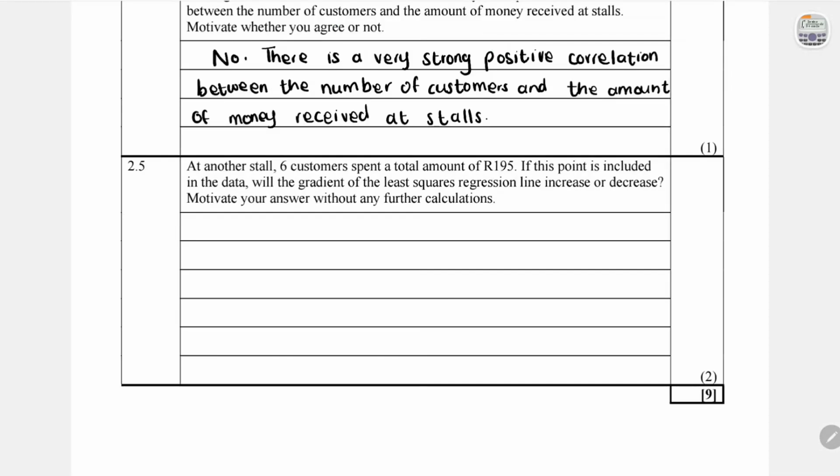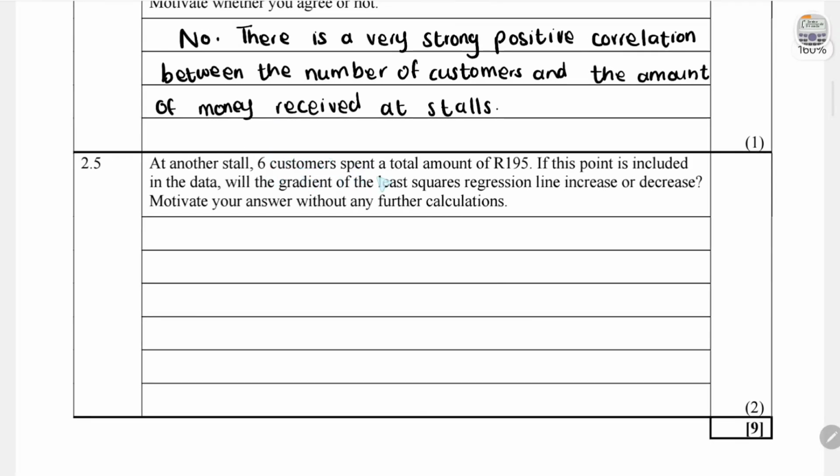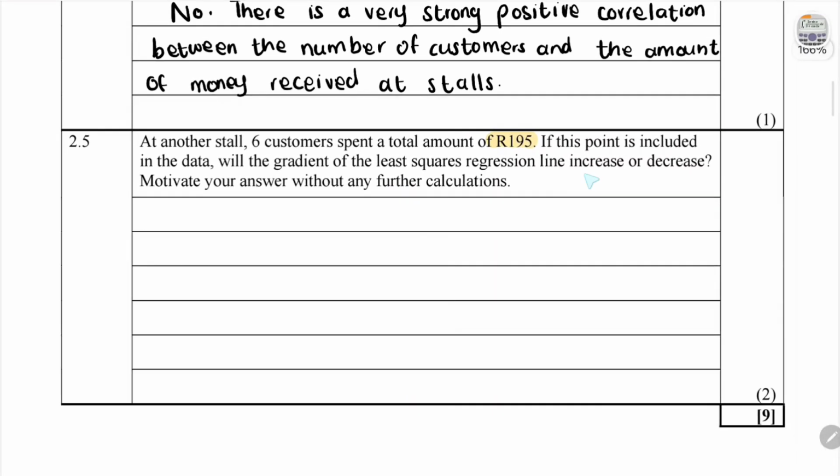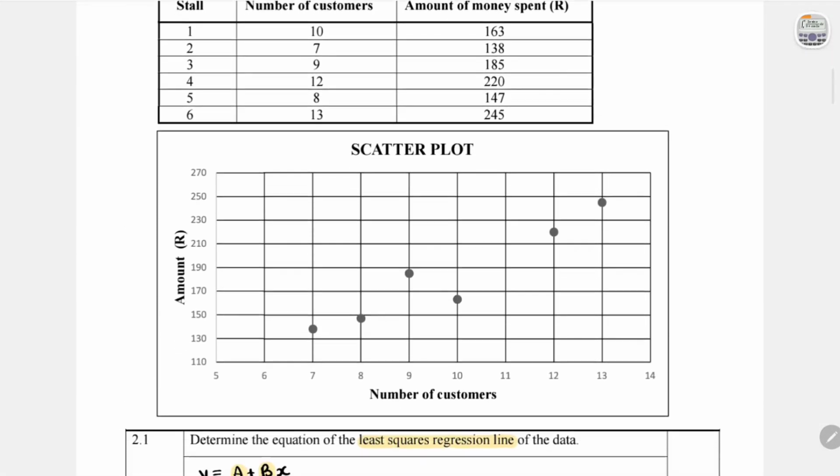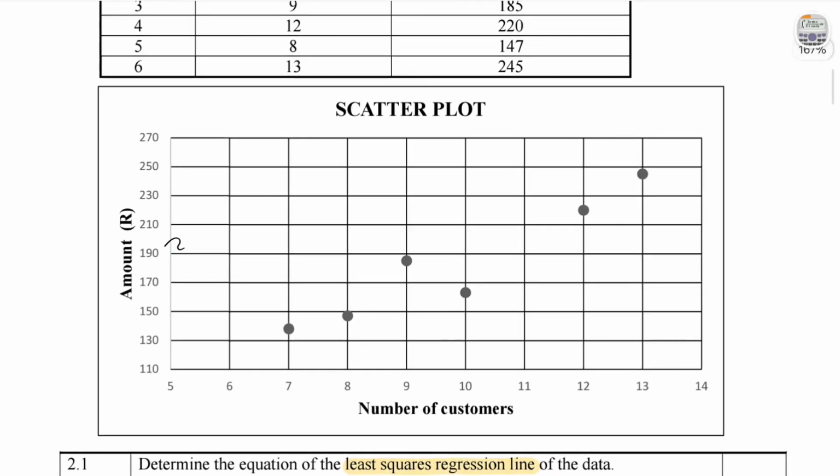Question 2.5 says, at another stall, 6 customers spent a total of 195 Rand. If this point is included in the data, will the gradient of the least squares regression line increase or decrease? Motivate your answer without any further calculations. Okay, so we're looking at 6 customers spending this amount. Let's look at what that looks like in our scatter plot. So 195 is around here, right? So just above there. And you can see what the data set was doing before.